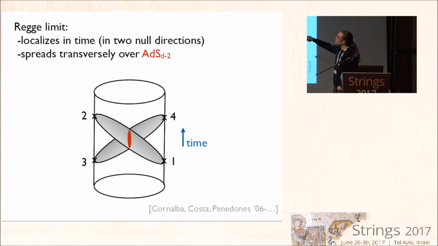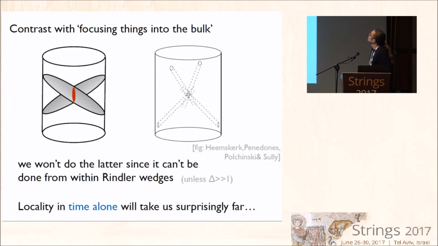However, there's really nothing which picks out a special transverse point. You're not focused at all. So the transverse plane, which is AdS_{d-2} in this case, over which the physics is completely spread out. This should be contrasted with other limits, where when people discuss bulk locality, you very often try to create wave packets that you can focus into the bulk and to a point. We're not going to do that today. This limit that we're going to discuss is only localizing us in time, not in the transverse coordinates.